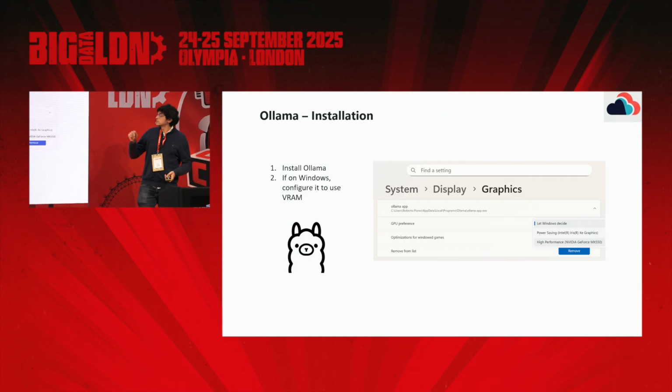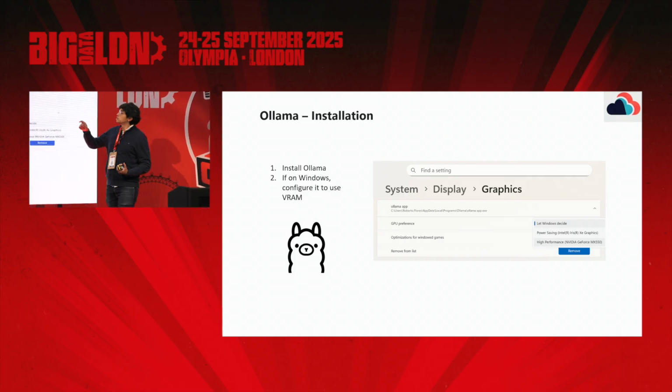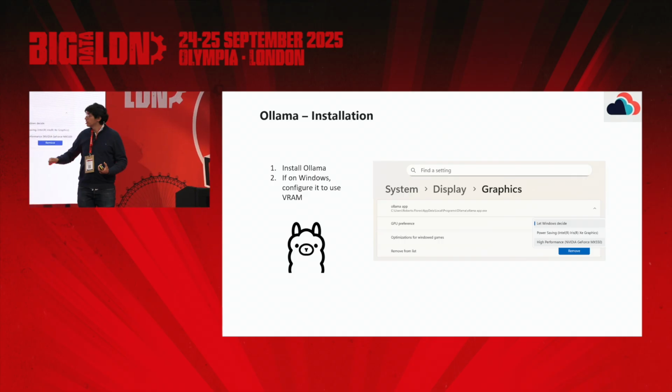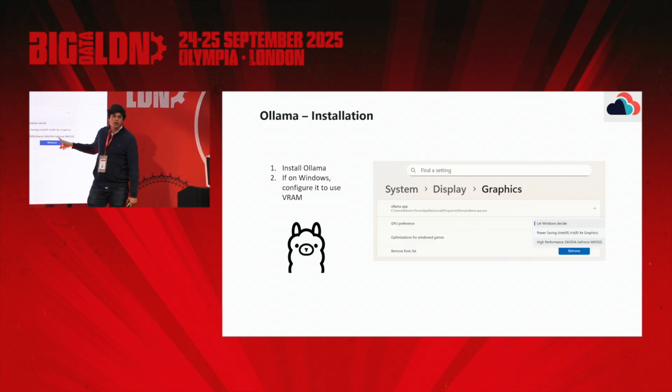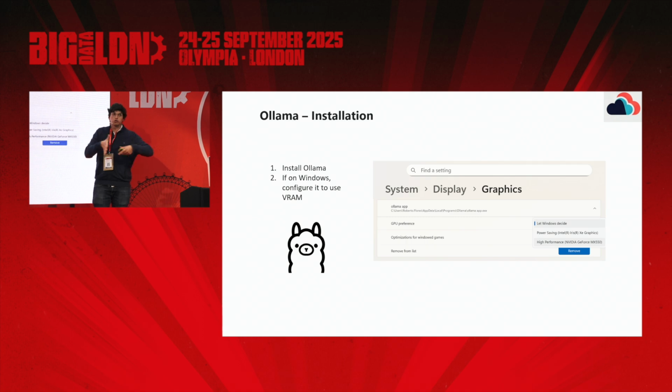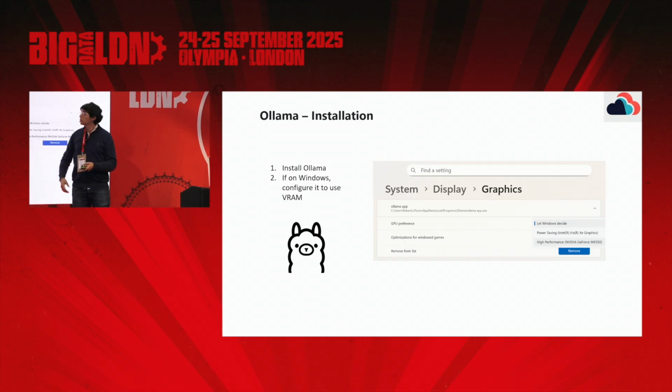If you do this and you are on Windows, you actually need to manually configure and tell Ollama that it needs to use your VRAM. Otherwise, you could have the best computer in the world, and if you don't tell Ollama to use the VRAM, it won't. It will go to the CPU, or you'll leave it to chance. Unless you're on a MacBook, then you don't have to do anything because they have what's called unified memory.